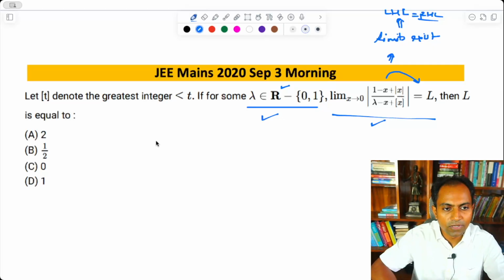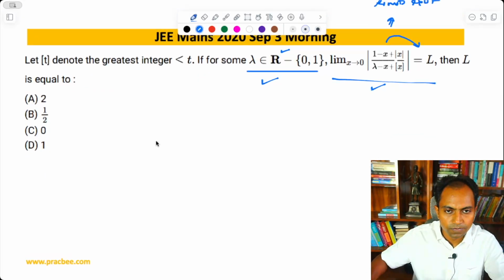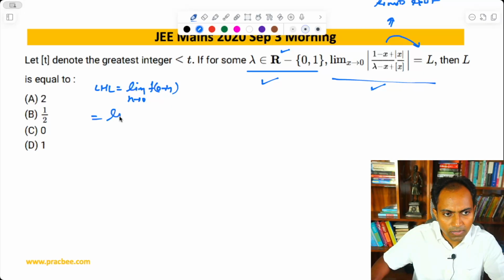Okay. So now keeping this in the background, let us try and approach this question. If I find the value of LHL, let us see what do we get. Limit h tends to 0, f of 0 minus h. If I figure that out, this becomes limit h tends to 0, mod of 1 minus h will become plus h, plus minus h ka mod, and then divide by lambda plus h plus minus h ka greatest integer function.